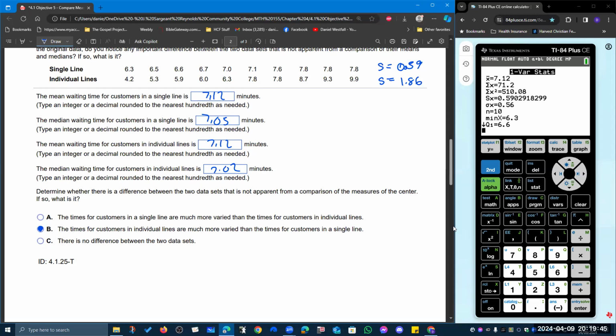So while overall, on average, you get the same wait time, you have a higher risk of waiting a much longer time here, but you also have a chance of waiting a much shorter time here as well, like these times down here, whereas you're more consistent in the amount of time that you wait in a single file line.